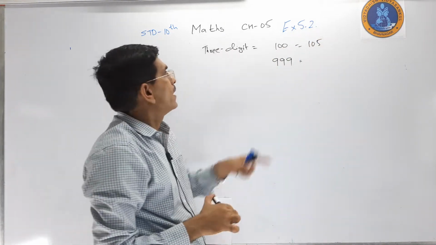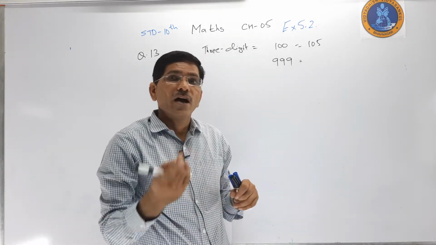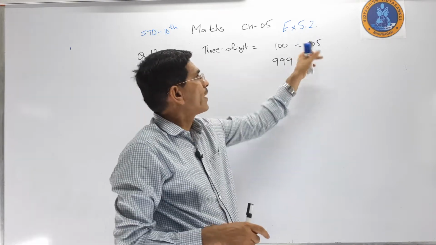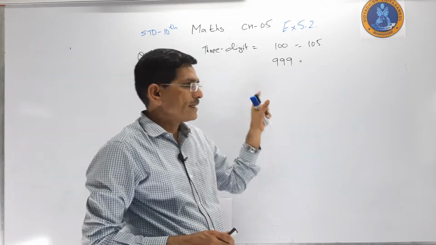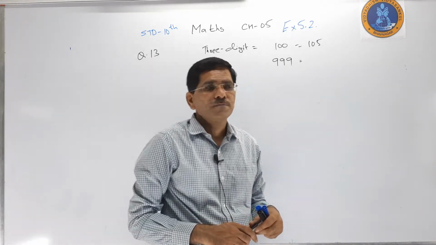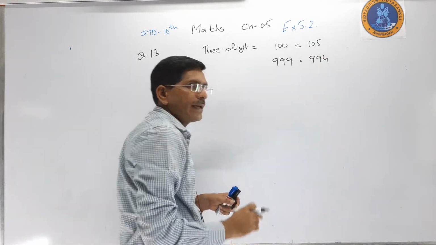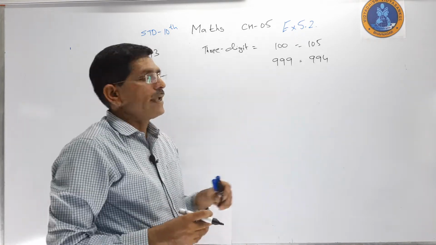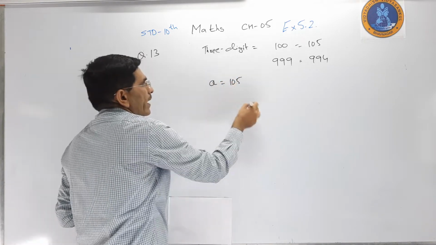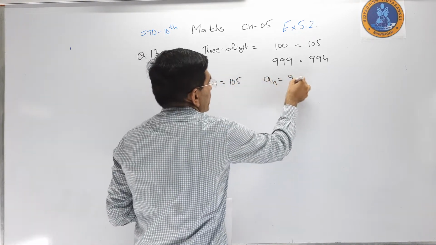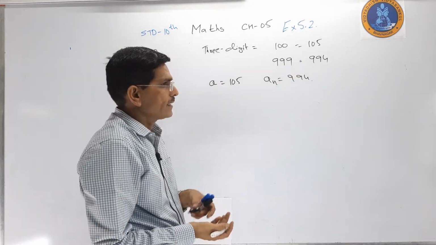How do we get it? 100 divided by 7: 14 sevens are 98. Again if I add 7, then 105 is my answer. So 105 is the initial term. 999 is also not divisible, so again do the same, divide by 7, and you will get 994. So the initial term A is 105, and An, the last term, is 994. First term and last term we already have.